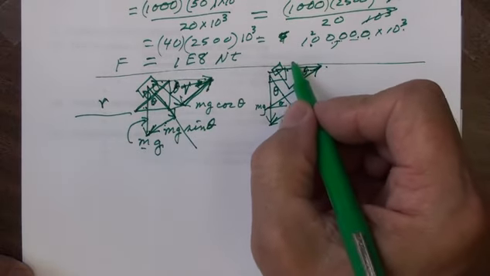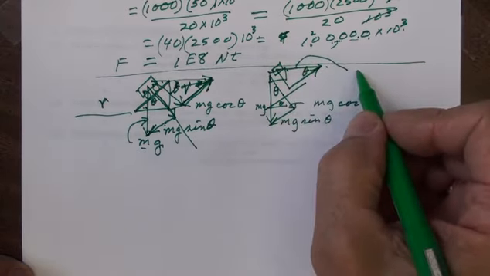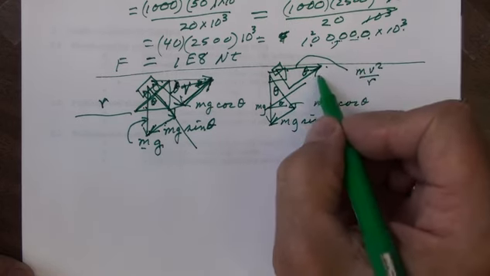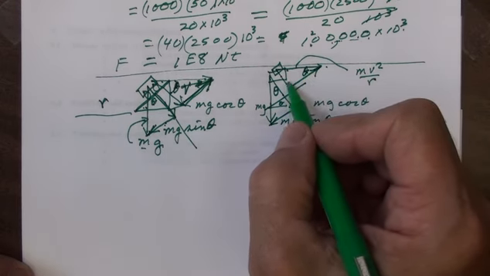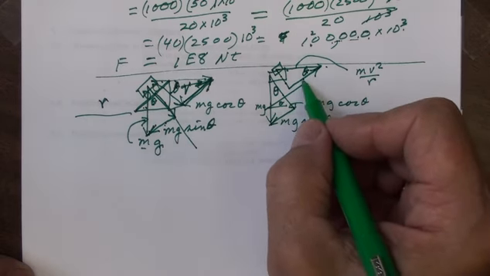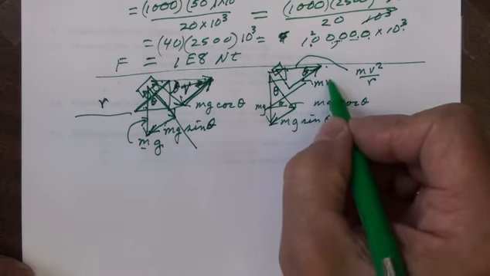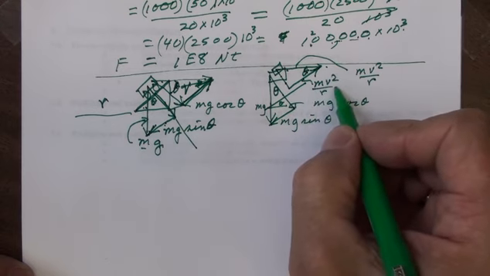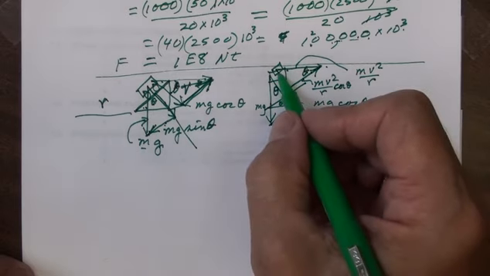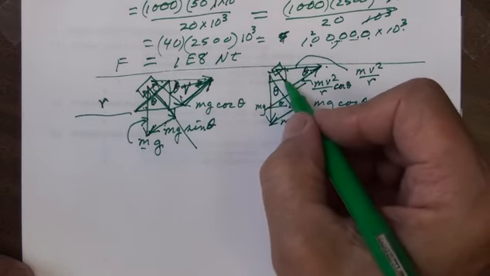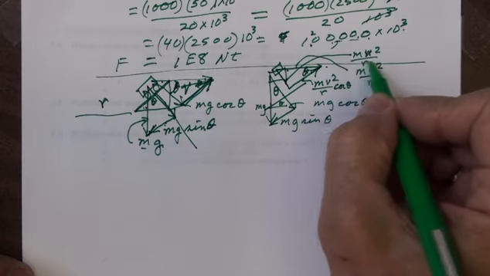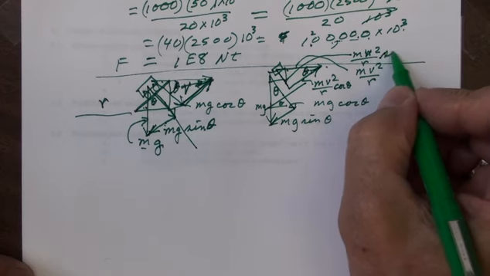And therefore, if this is the centripetal force, which is going to be mv squared over r, then if this is the angle theta, this would be the opposite side, and this would be the adjacent side. So this would be mv squared over r times cosine theta, because the theta is right here. And this would be mv squared over r times sine theta.